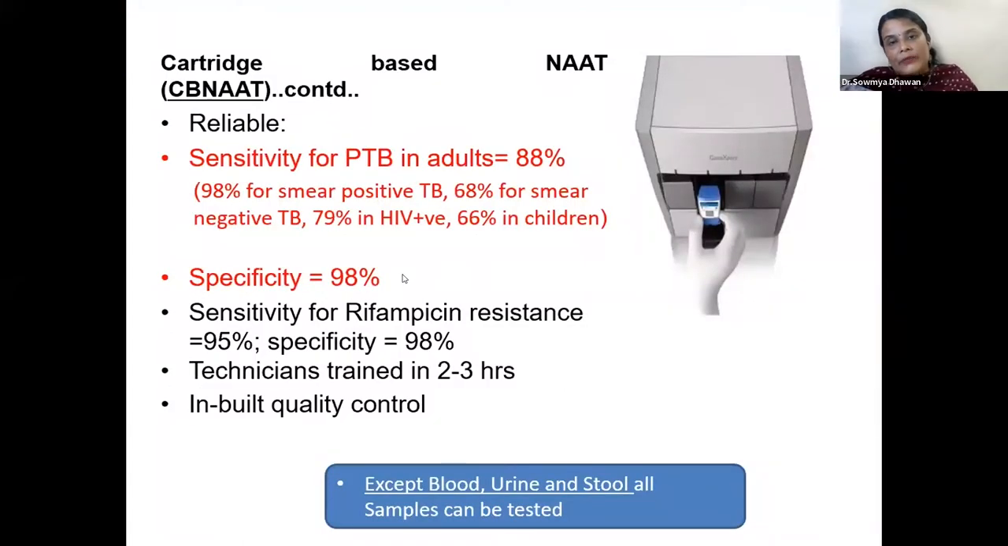This is all about the sensitivity of NAT, and one needs to understand that this technique is good for all specimens except blood, urine, and stool. As we all know, blood is a PCR inhibitor. The technique behind this system is PCR, so blood will always be a PCR inhibitor. So we cannot go for blood, and for urine and stool, the program doesn't have SOPs available.